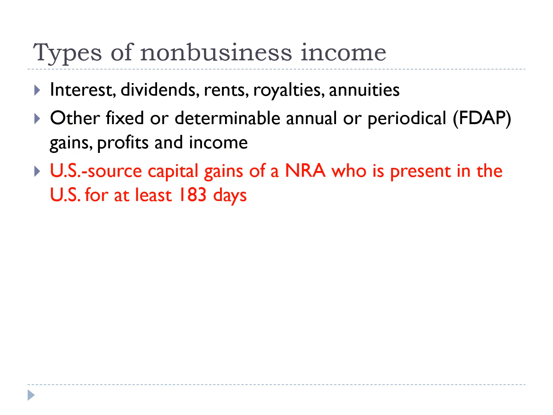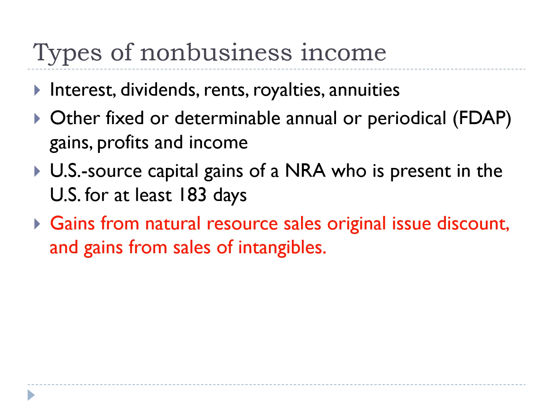U.S. source capital gains of non-resident aliens are taxable as non-business income in the United States only with respect to aliens present in the United States for 183 days or more. Also included are gains from natural resources sales, original issue discount, and gains from sales of intangibles.